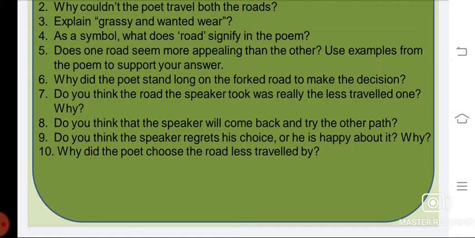Do you think that the speaker will come back and try the other path? No, he cannot come back and try the other path, because the poet says that one way leads to the other ways. Do you think the speaker regrets his choice or is he happy about it? Why? Why did the poet choose the road less traveled by?